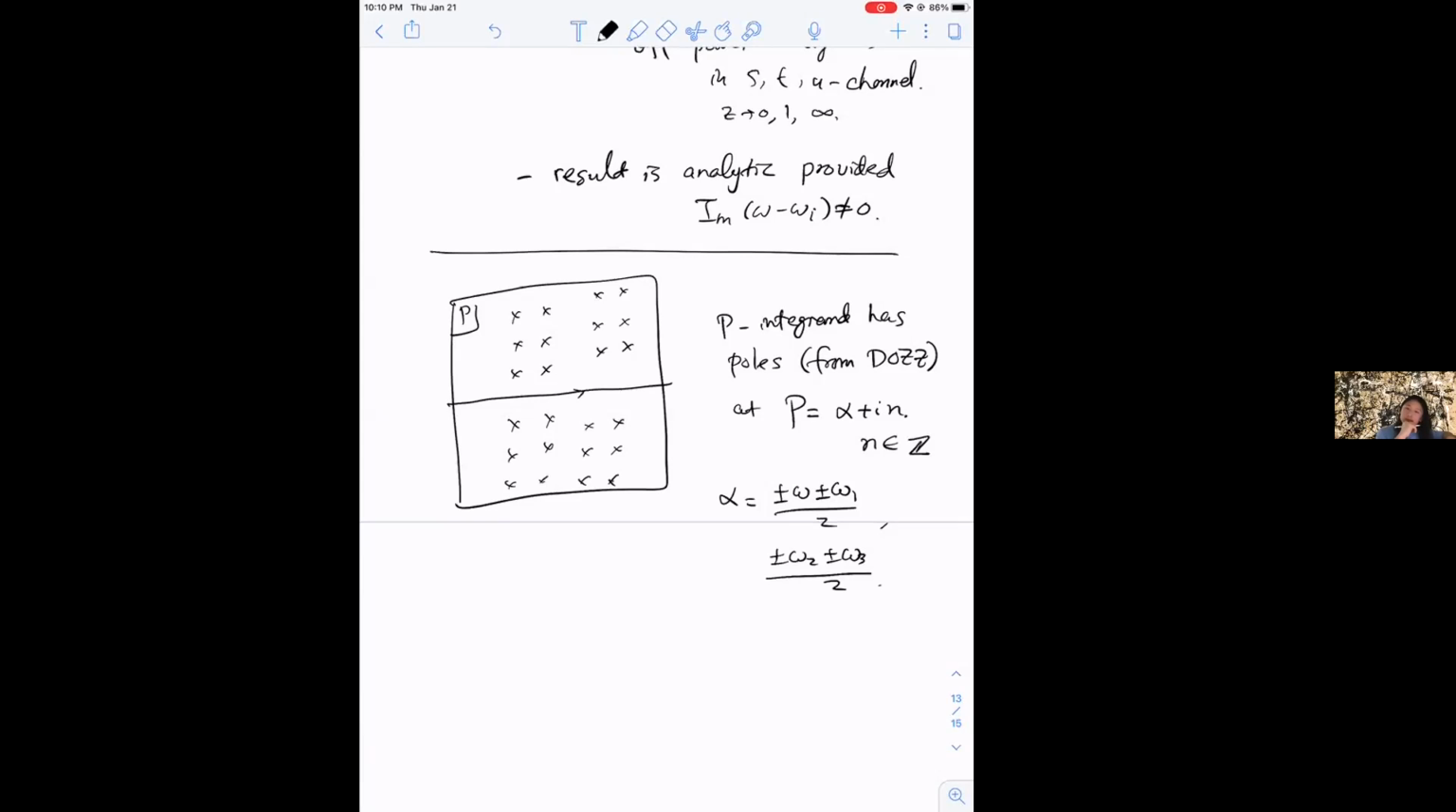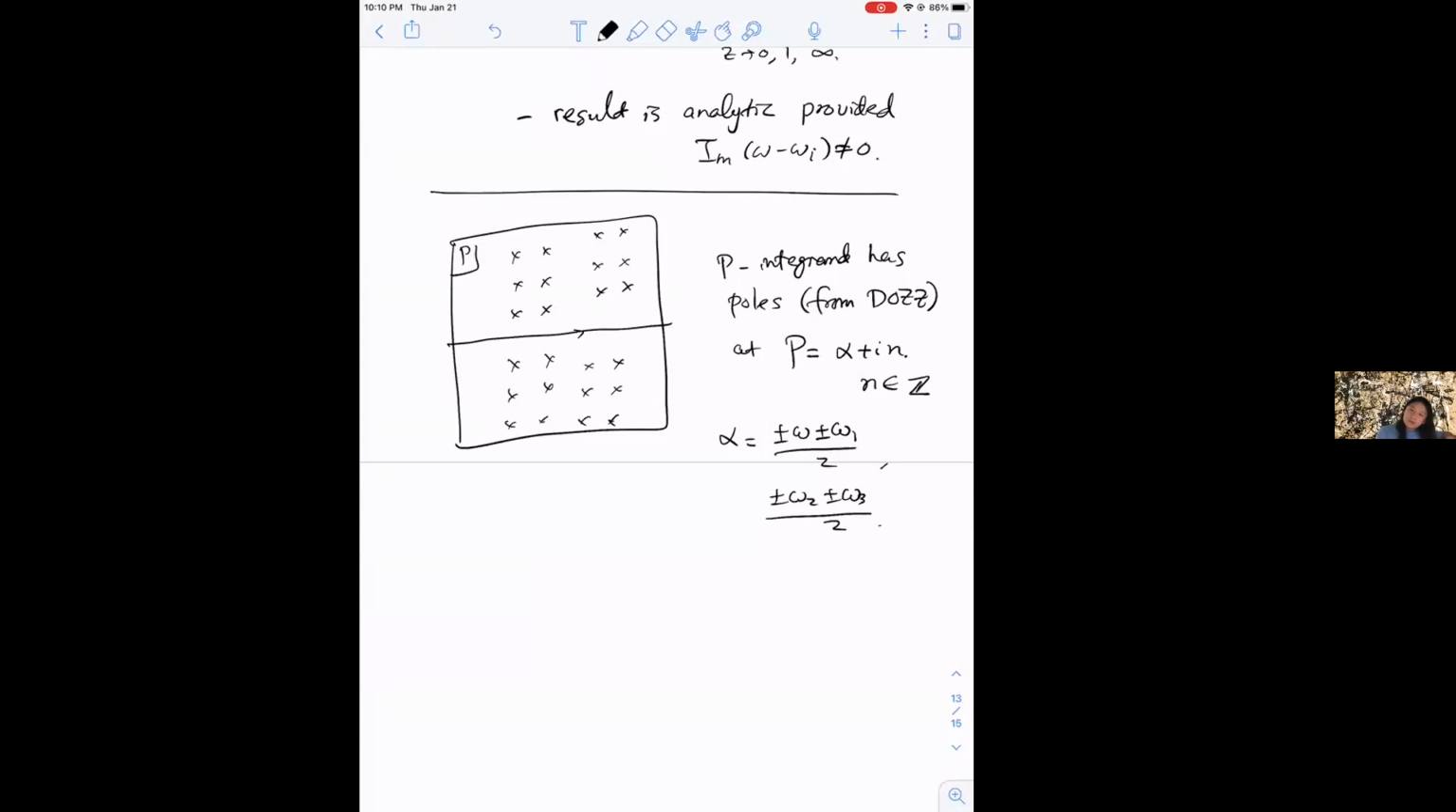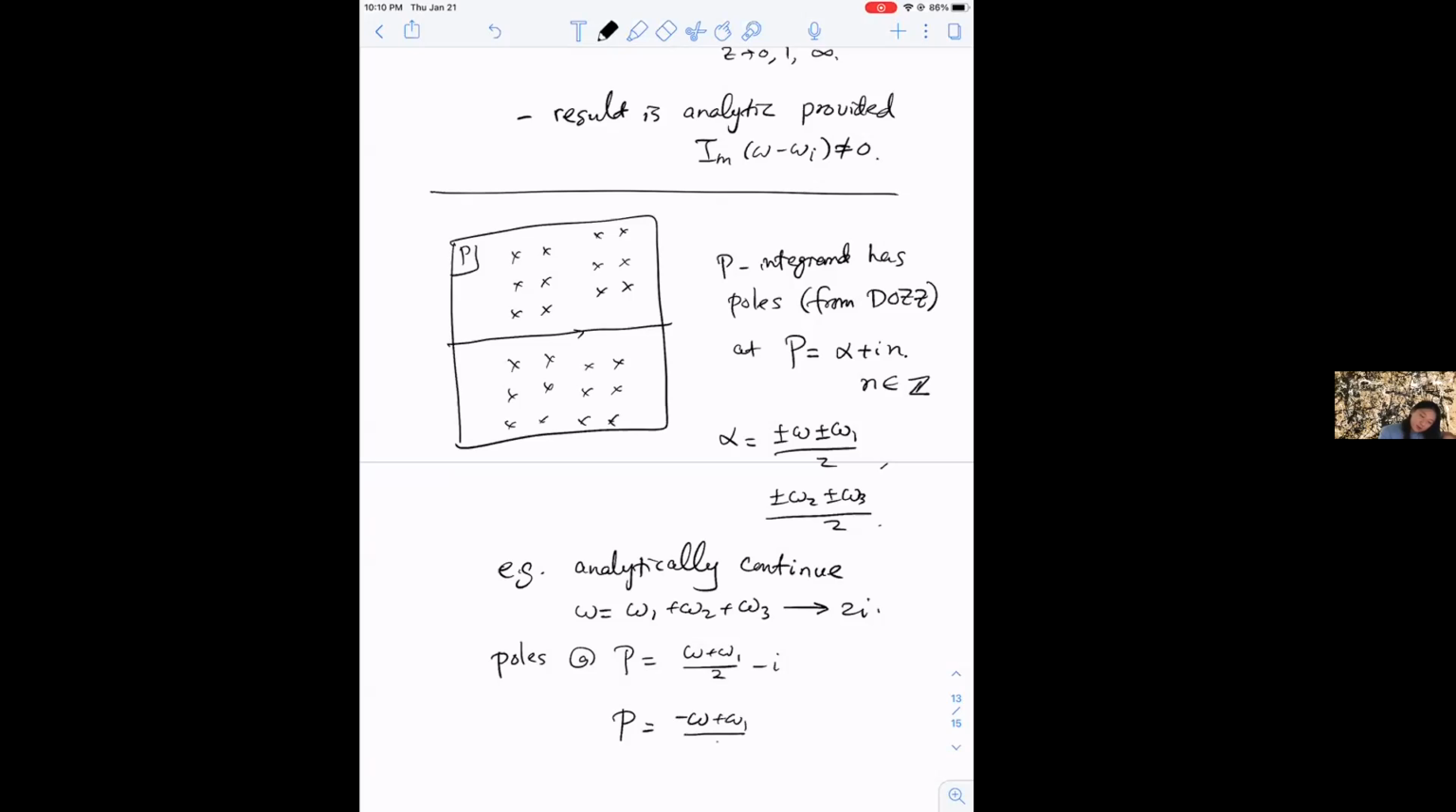Okay. So, for example, if you consider analytic continuation, and you continue omega, which is the same as omega one plus omega two plus omega three in this example, to some value like 2i, then the poles at p equals omega plus omega 1 over 2 minus I, and p equals minus omega plus omega 1 over 2 plus I, will collide and pinch the contour. So in picture, it looks like this. There'll be a pair of poles that will pinch the contour.